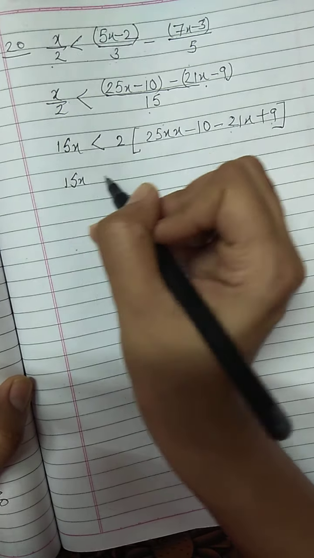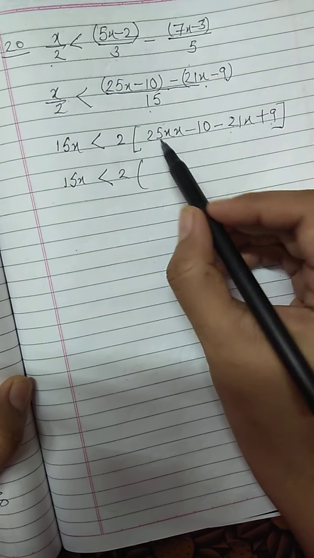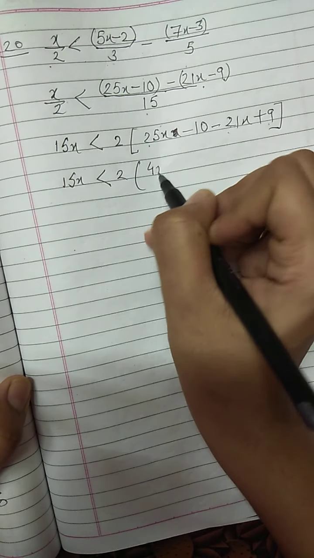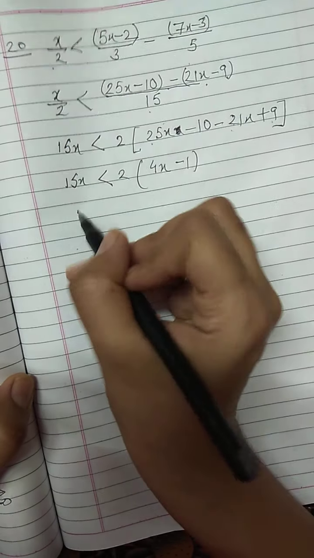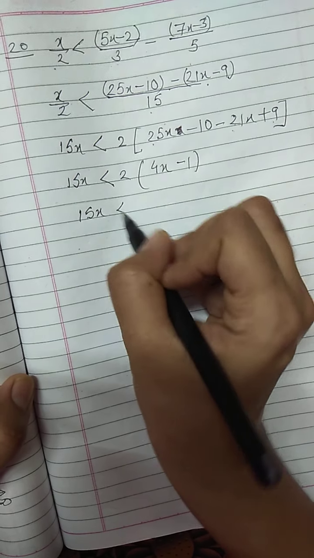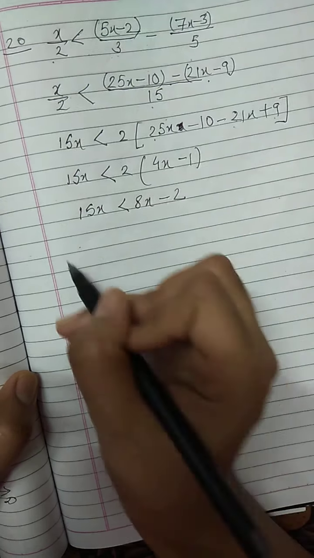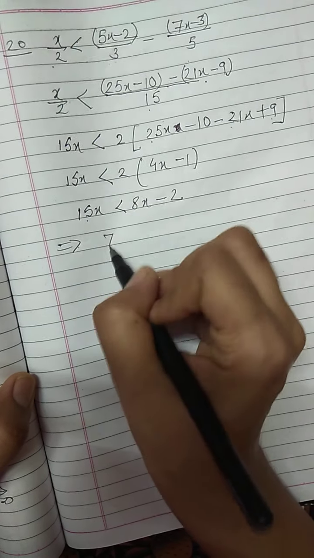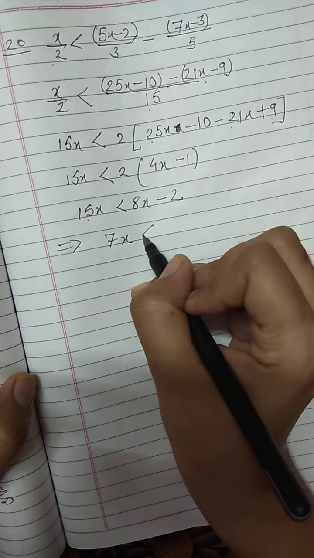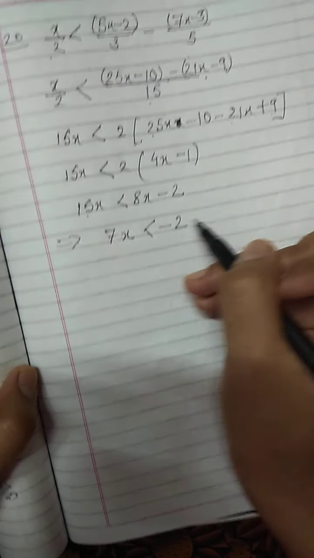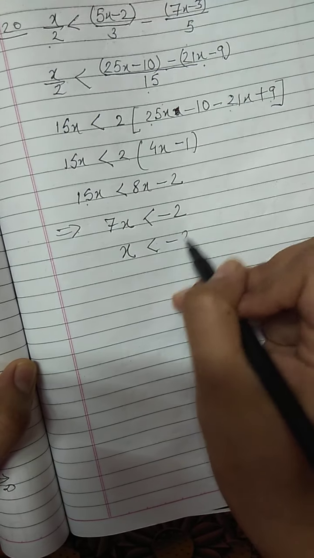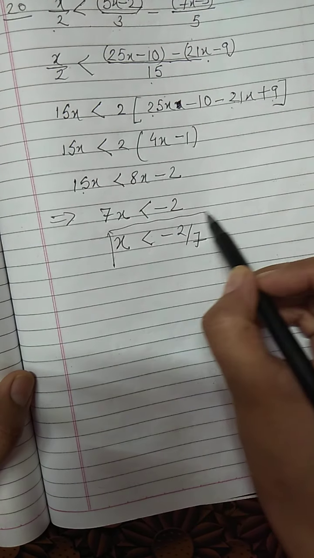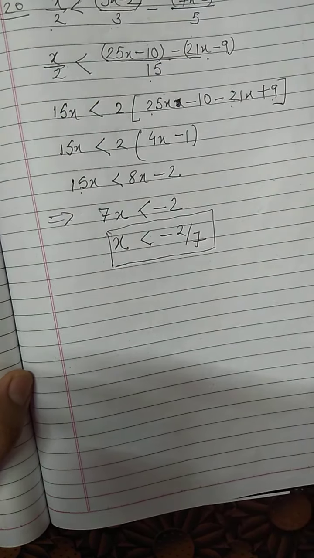I have taken 15 to the left hand side and 2 to the right hand side. So it will be 15x less than twice of 25, okay, twice I have written x. 25 minus 21 will be 4x minus 1. So what we are getting, 15x less than 8x minus 2. So 8x when we transpose to the left hand side, we are getting here 7x is less than minus 2. That means x is less than minus 2 by 7. Our solution is all the real numbers which are less than minus 2 by 7.